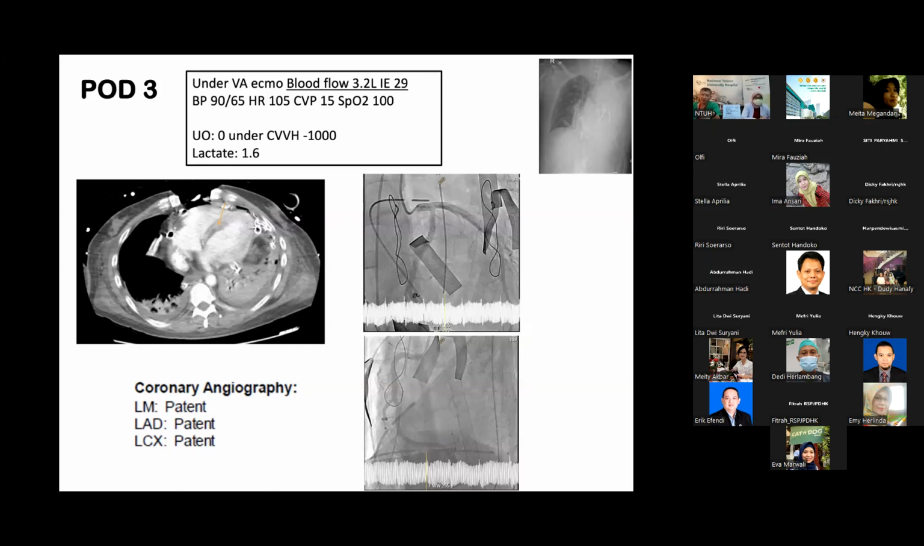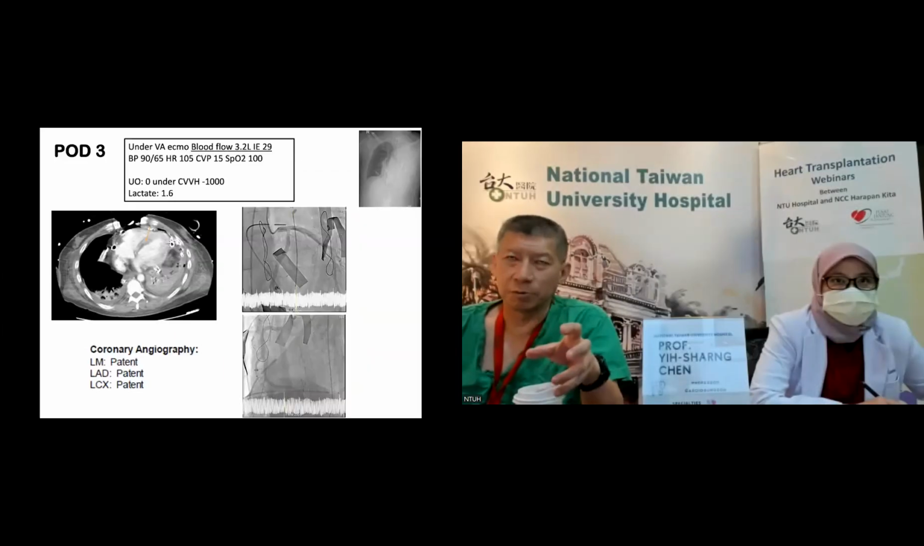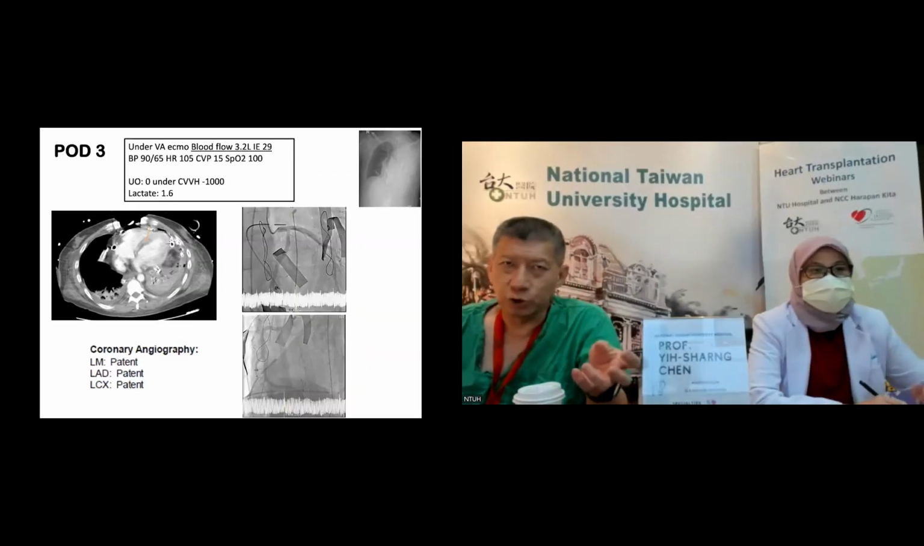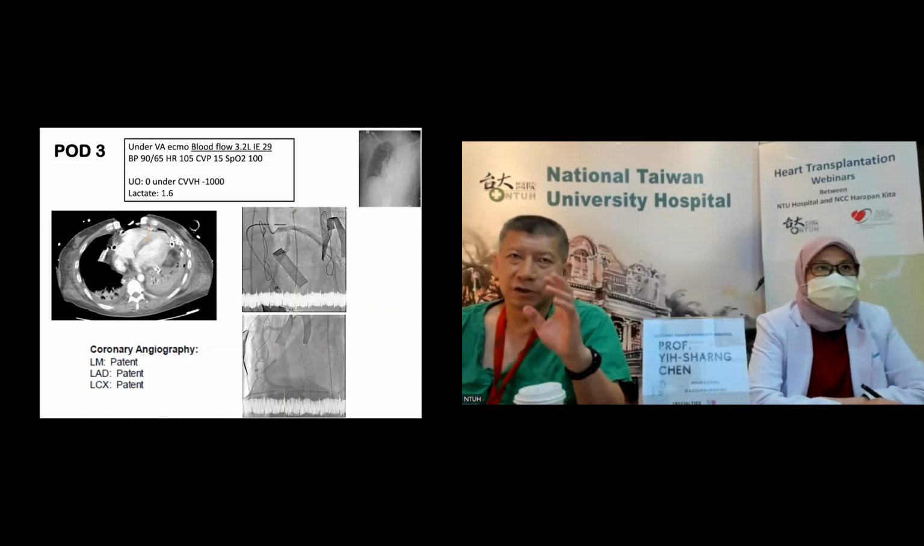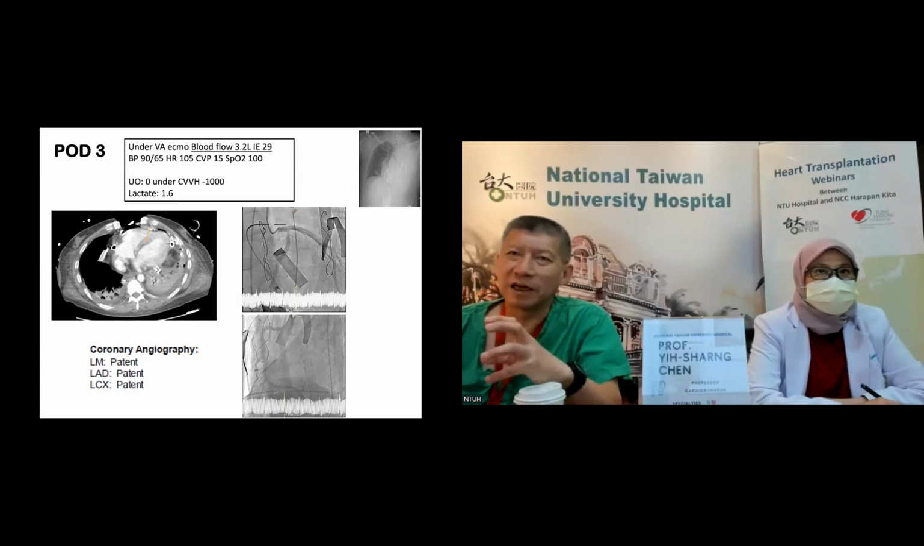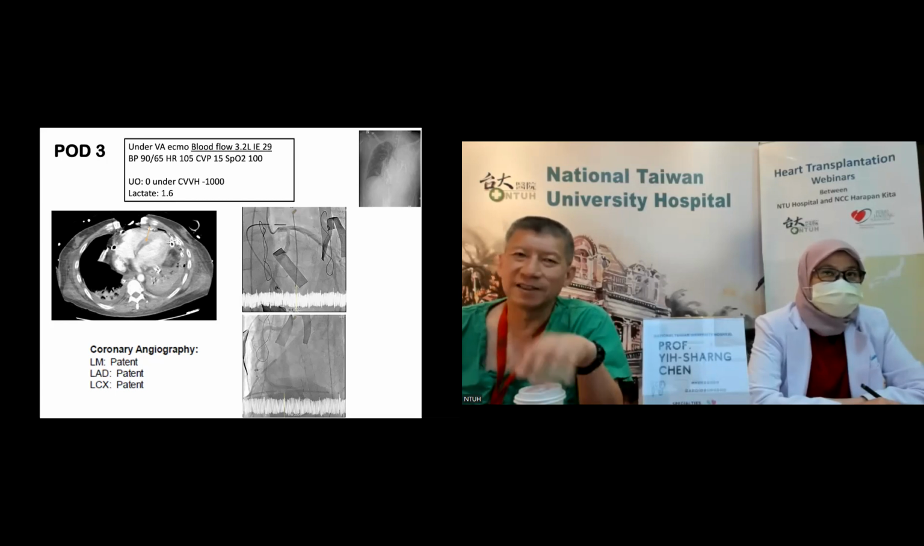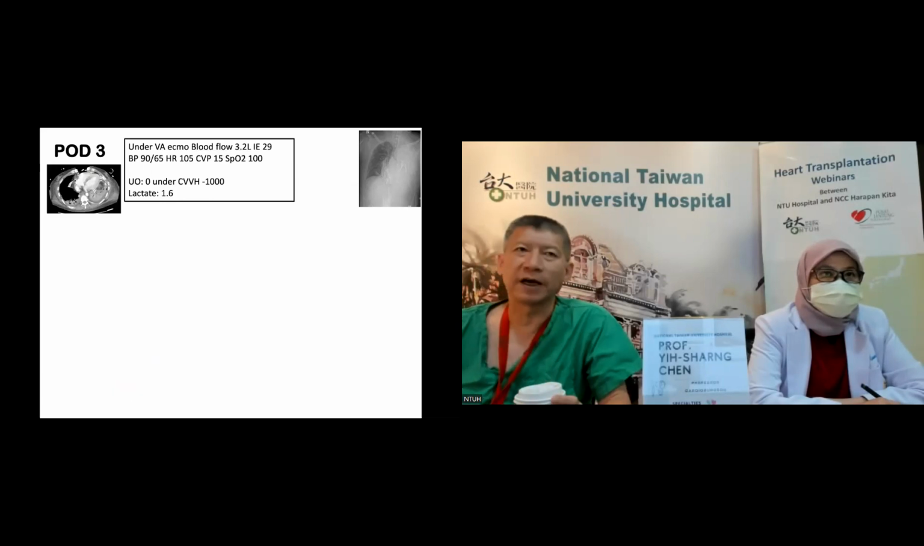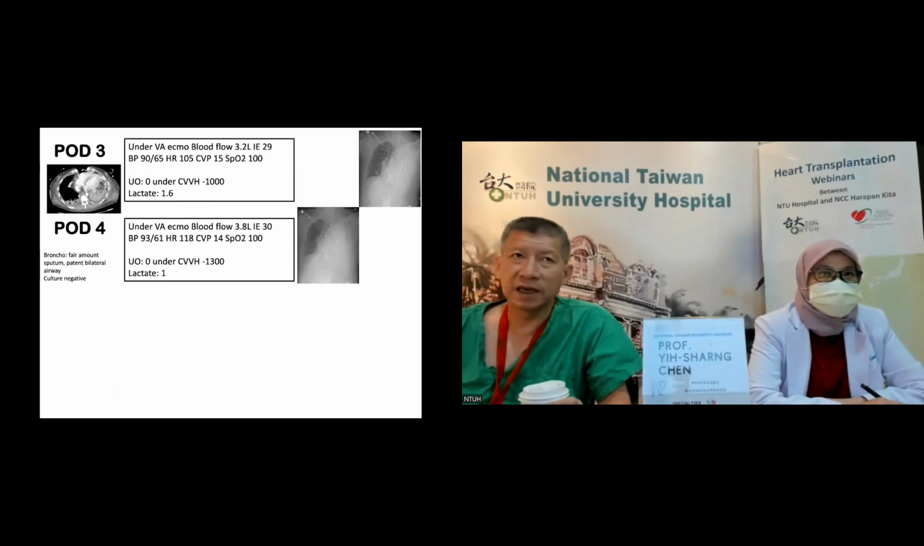So nowadays, I very carefully do the pulmonary artery anastomosis with a stent suture, and cut the pulmonary artery as short as possible. Because the longer the pulmonary artery, the higher the possibility of kinking when the heart starts to beat. Okay.